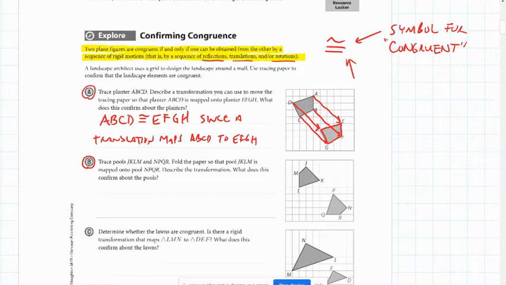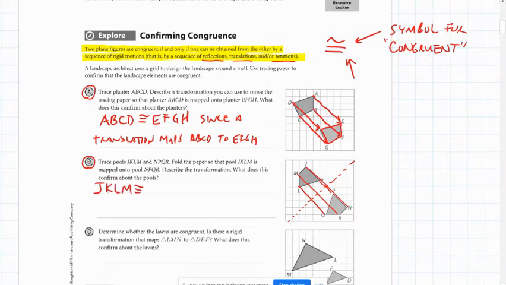This one I can't necessarily demonstrate for you with my tool because I don't have a reflection tool, but you can see that if we put a line down the middle, K would go to P, J would go to N, M would go to R, and L would go to Q. If you trace figure JKLM with tracing paper and flip it over that dotted line, it does land exactly on top of NPQR.